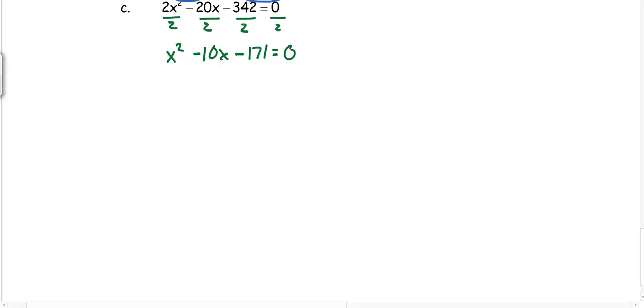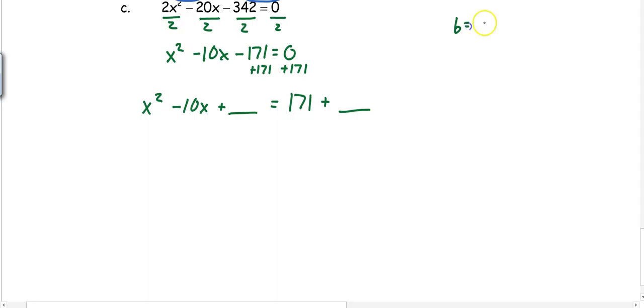Next, in order to get x by itself, I'm going to add 171 to both sides and leave my space for my perfect square. So x squared minus 10x plus blank equals 171 plus blank. So if my b value is negative 10, to get my c value, negative 10 divided by 2 squared is 25. So I'm going to add 25 to both sides.